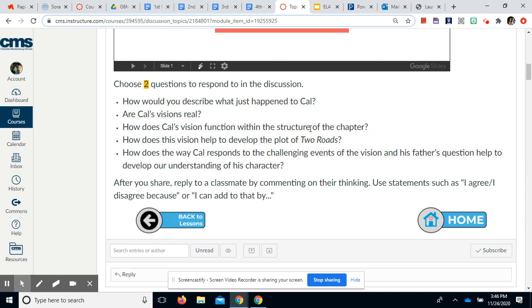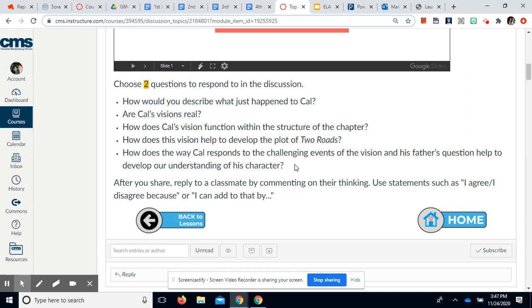How does Cal's vision function within the structure of the chapter? So in the video above, you will learn that the text structure for Two Roads is sequential or chronological because it is told in the order of events. And Cal's vision is foreshadowing. How does the vision help develop the plot? We get the sense that Cal is feeling very uneasy, concerned, nervous, worried, confused about all kinds of things. And one of them now is being left behind and Pop going to DC and what's going to happen to him there.